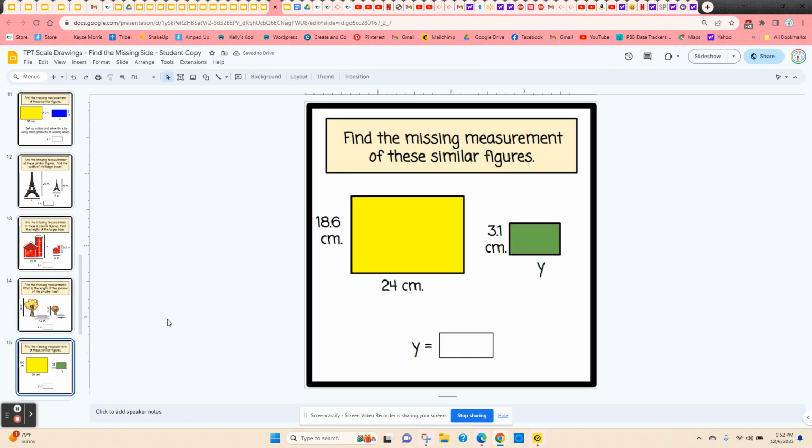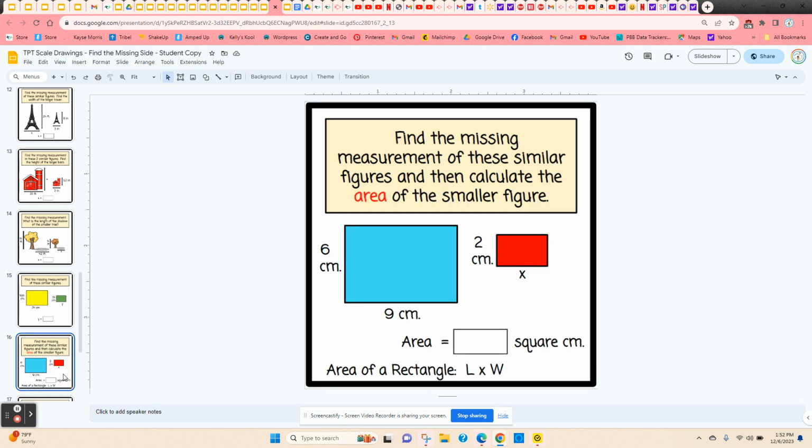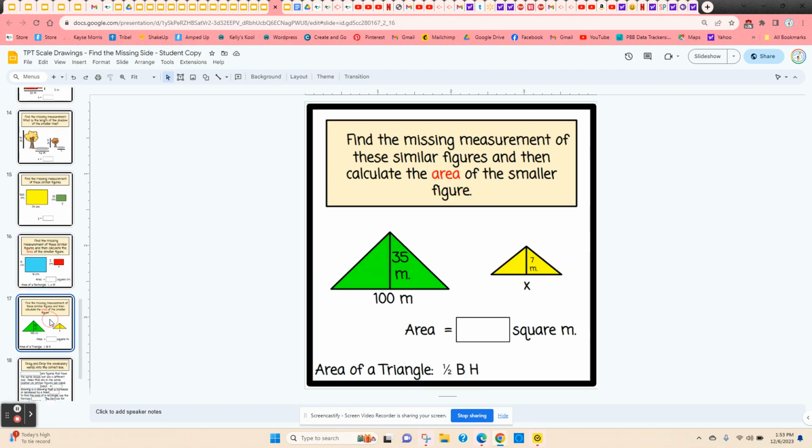Now, the next one, a little bit more difficult. So we've got some decimals here, but it used the same method. Then when we get to this slide, they're asking first to find the missing side, and then what is the area of that smaller square or smaller rectangle. So once we know what x equals, then we can take the area. Same thing here with the triangle, and it gives them the formula for the area of the triangle once they find out what x equals.